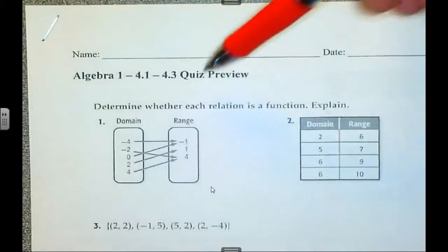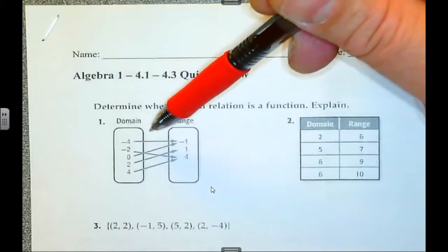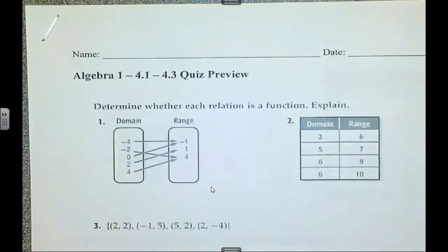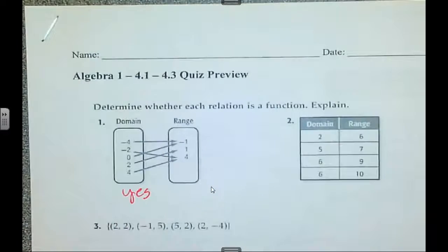Determine whether each relation is a function. Number one, I have a mapping diagram. Is this a function? Yes. Why? Because there are no repeating x values. That is the easiest way to look at whether something is a function or not.